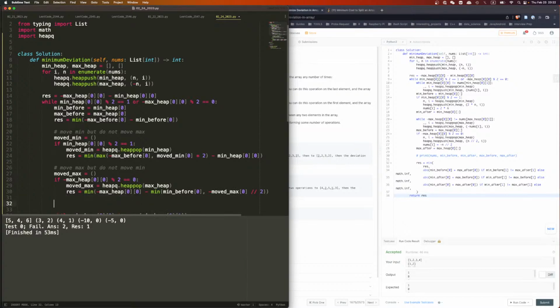Now we're going to move both min and max and sync the two heaps.